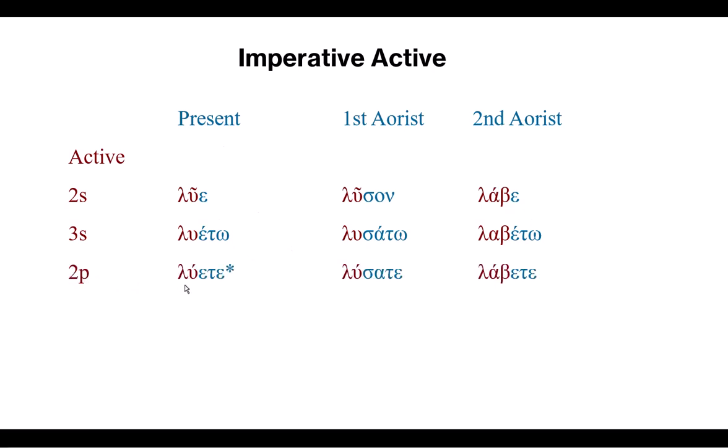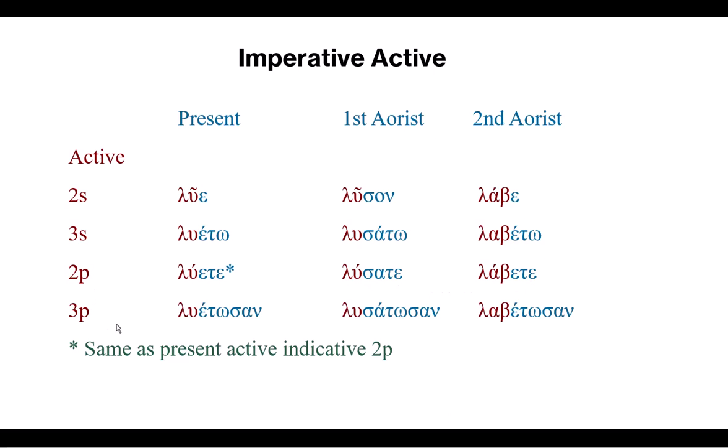Then we see second perfect lueta. We should note that this is the same as the present active indicative second plural, and so only context will tell us the difference between those two. We'll see an example in a little bit where we're not sure whether it's imperative or indicative. And then we have, for the other second plurals, lusata and labeta. Finally, for third plural, we have luetosan, lusatosan, and labetosan.